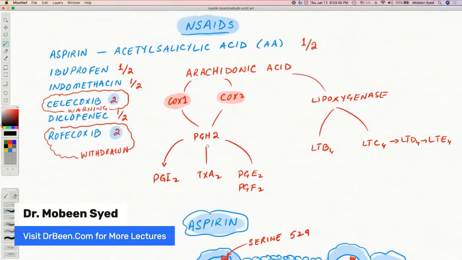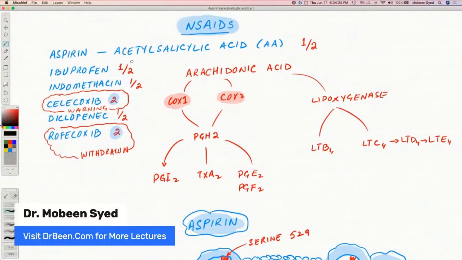There are many drugs in this category. Aspirin, of course, is what we're going to talk about today. Aspirin is part of the MATH+ protocol as well for the COVID-19 hypercoagulable state. Ibuprofen is another, indomethacin, celecoxib, diclofenac, and then rofecoxib and more as well. Please remember that rofecoxib has been withdrawn from the market because of its side effects on the cardiovascular system. Similarly, celecoxib has a boxed warning because of its side effects. So I would stay today with aspirin.